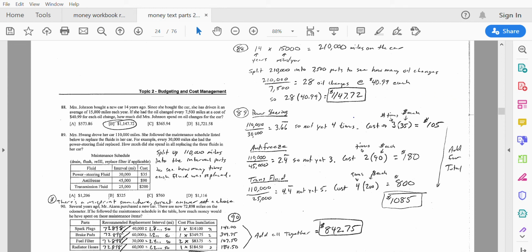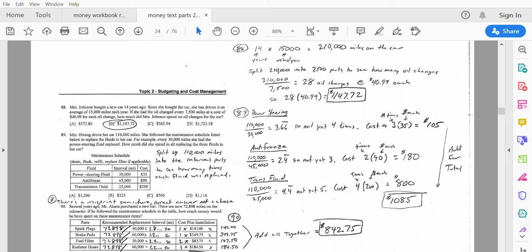Each one of those costs $40.99. We take 28 times $40.99, and we get this $1,147.72. The other way you could have done this is because she drives 15,000 miles a year and she gets an oil change every 7,500 miles, if you take 15,000 divided by 7,500, that's 2 oil changes a year. Then after 14 years, that would be 28 oil changes, which is the same as what we got right here. So there's 2 ways of doing that one.